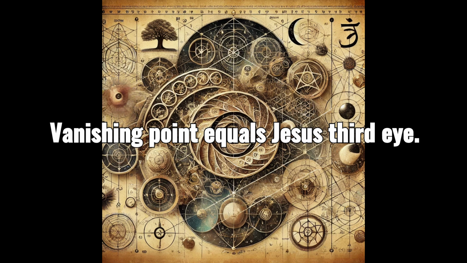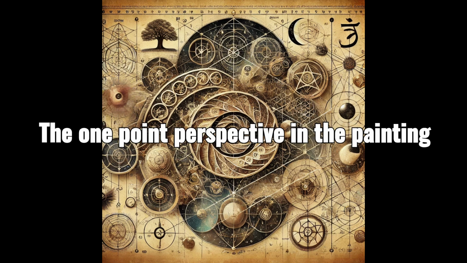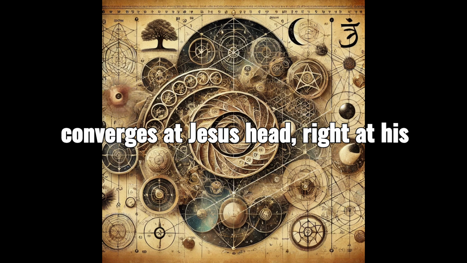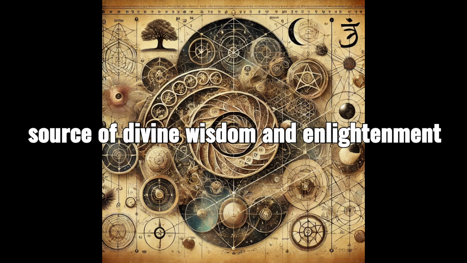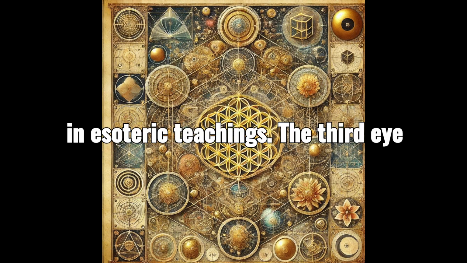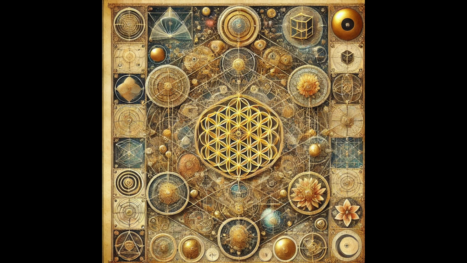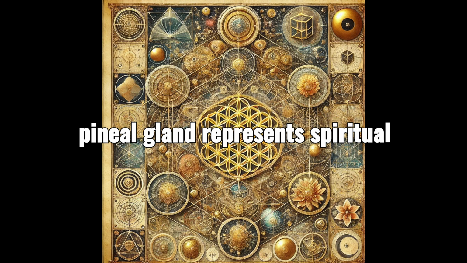Vanishing point equals Jesus' third eye. The one-point perspective in the painting converges at Jesus' head, right at his third eye. This suggests Jesus is the source of divine wisdom and enlightenment. In esoteric teachings, the third eye, the pineal gland, represents spiritual awakening.